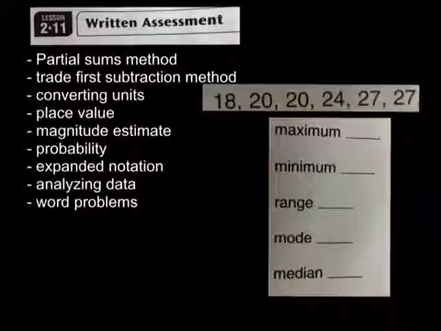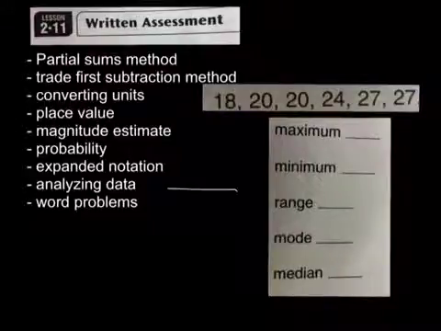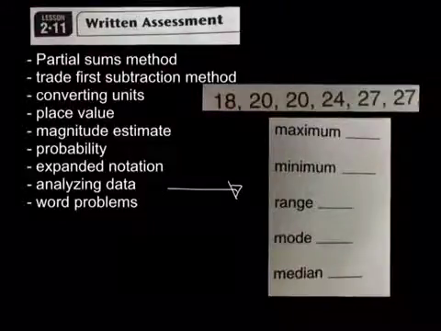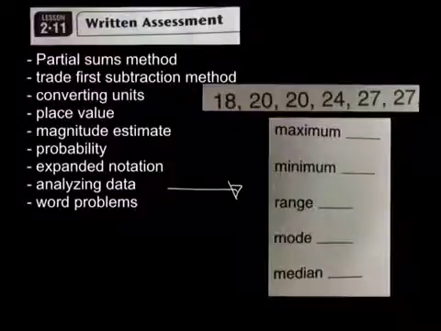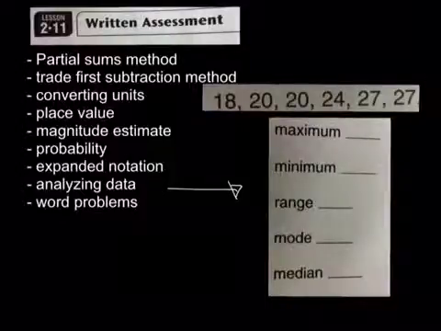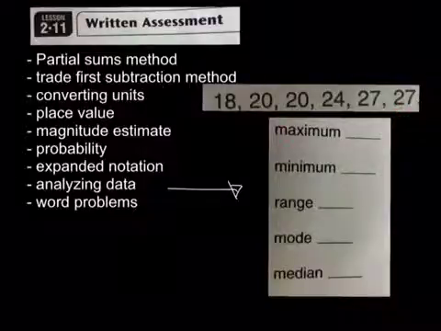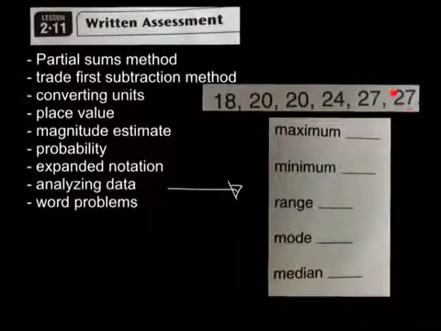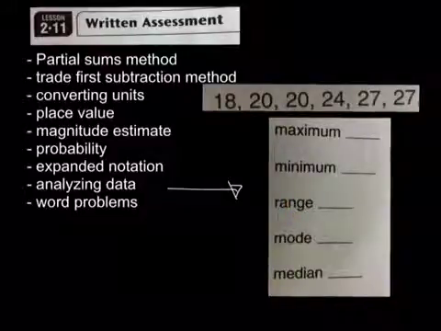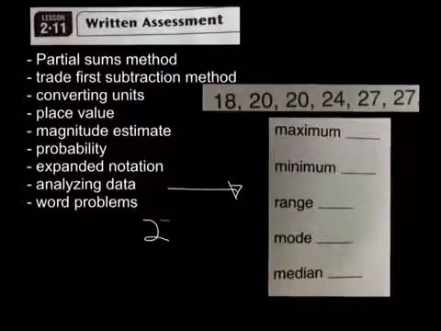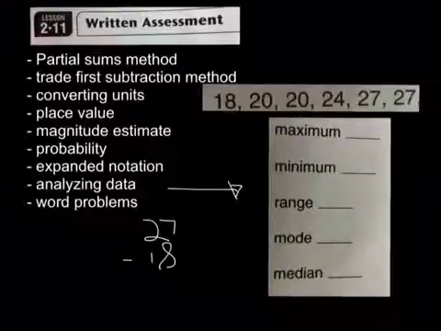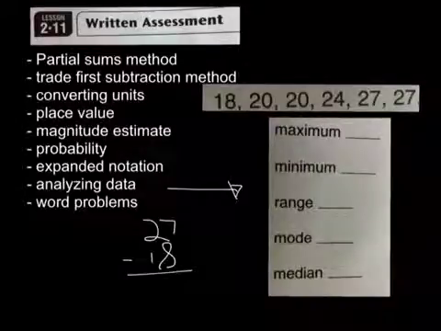Now, when we talk about analyzing data, we're actually talking about finding these landmarks in numbers: maximum, minimum, range, mode, and median. And I have a set of numbers here. What would be the maximum? Well, the highest number, 27. So we would write 27 there. The minimum, 18. The range is the difference between the highest number and the lowest number. So we would do 27 minus 18 to figure out what our range would be.